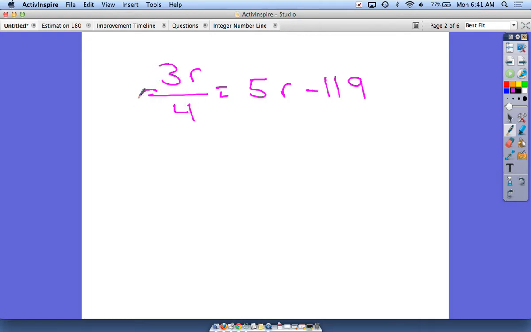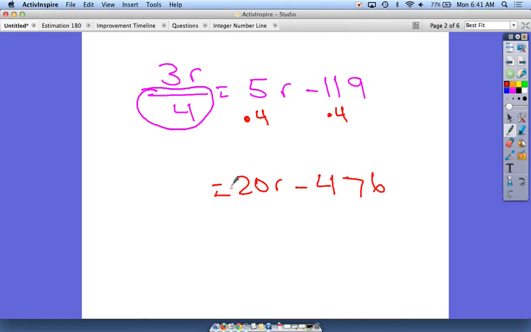So what I want to start with is, I've got this identified as divide by 4. And I want to get rid of that, so I have to do the opposite, so I've got to multiply by 4. So I can do that pretty easily. If I multiply this by 4 and I multiply this by 4, it's going to be 20r, and then it's going to be minus whatever 119 times 4 is. I'm just using my calculator quick here. 476 equals.